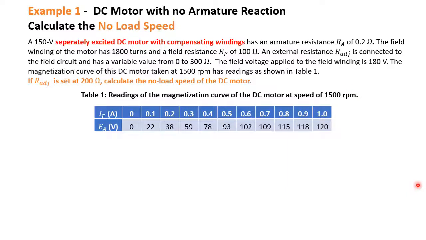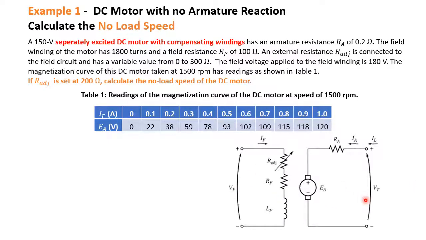Alright, so what we need to do first is to extract all the information, and you need the equivalent circuit. Don't forget, this is the equivalent circuit of the separately excited DC motor. The field winding has its own voltage VF, and the armature winding has its own voltage VT. So let's extract the information. From the question, this 150 volts is the armature voltage. So therefore, in this question, VT is 150 volts.